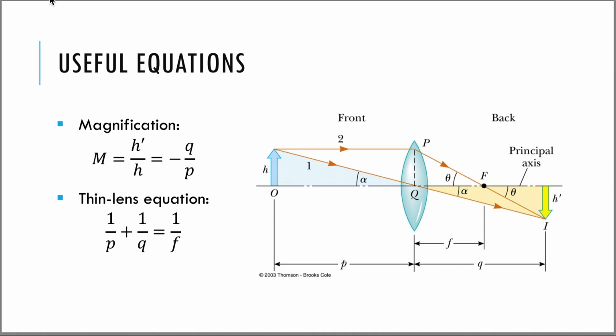The other equation that is identical to the one we used before, we called it the mirror equation. Now we're simply calling it the thin lens equation. 1 over P plus 1 over Q equals 1 over F. So it relates those three quantities. If we have 2 out of the 3, for example, if we have the focal length and the object distance, then we can find Q, that image distance.